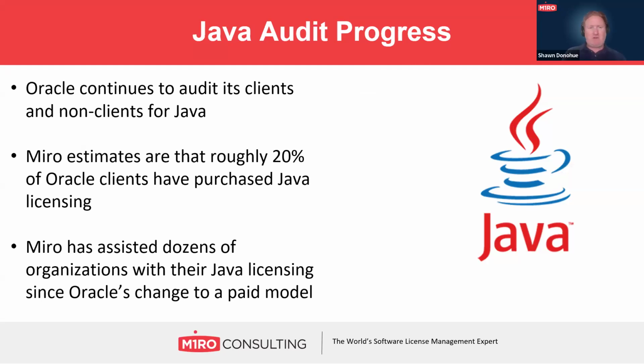So in short, Oracle continues to audit its clients and non-clients for Java. And what I mean by that specifically is just because Java might be the only Oracle product you have, you don't have to have other Oracle products for Oracle to audit you for Java. We estimate that roughly 20% of Oracle's clients have purchased Java licenses at this point. In fact, I would say that's probably inching up toward 25 at this point, but the data is not quite in yet. And like I said, we've assisted dozens of organizations with their licensing model. I think we're probably even getting close to 100 at this point.